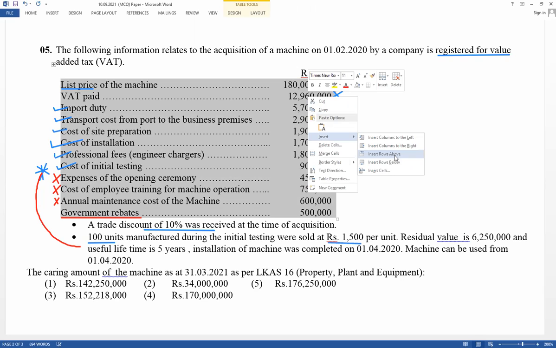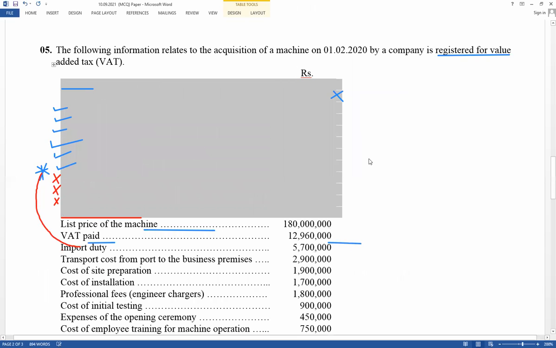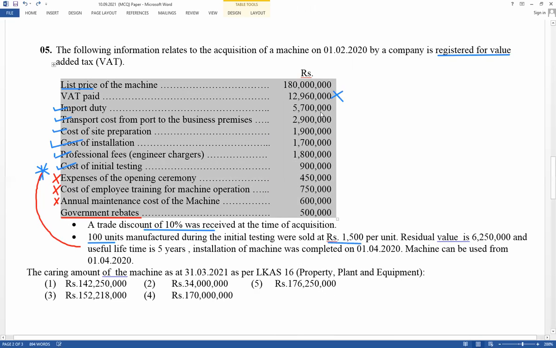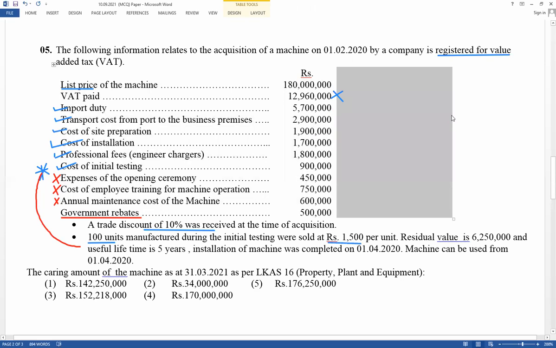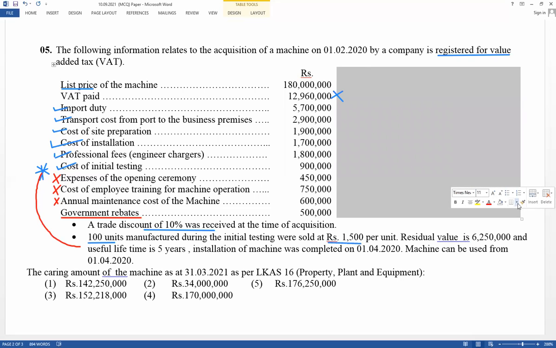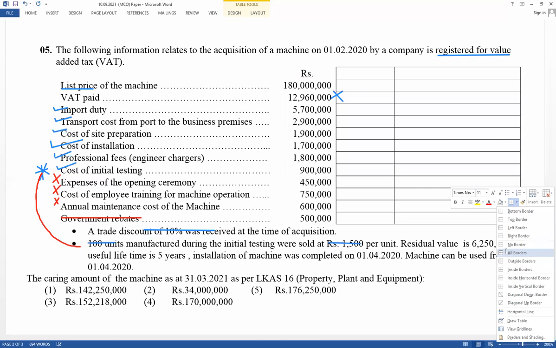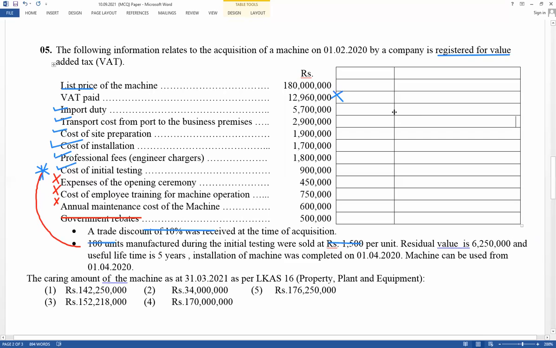Asset purchased 1st April 2020. Therefore, first try to calculate cost value. Think, as a purchase price you have to consider after deducting trade discounts. Therefore, you have to consider purchase price also. The purchase price of the machinery has been given as a 180,000 list price. From that value deduct trade discounts.